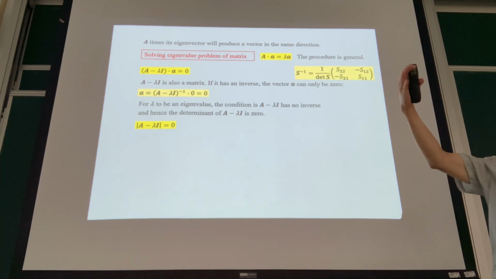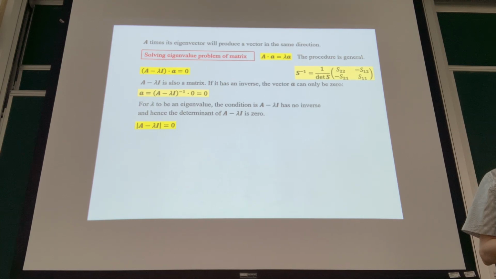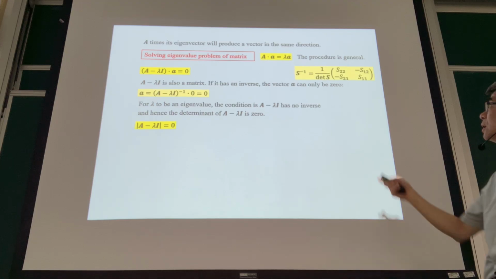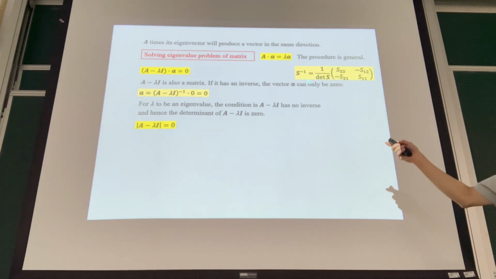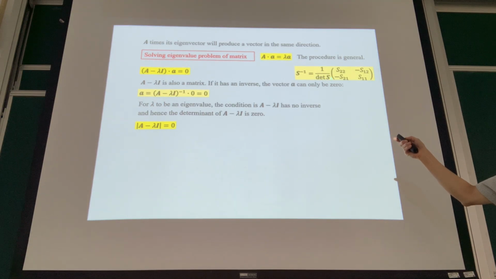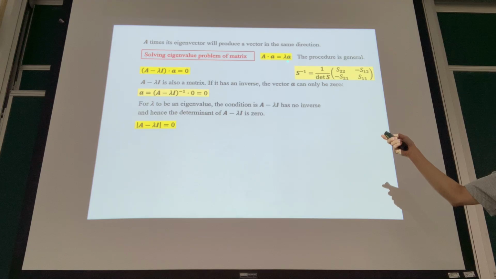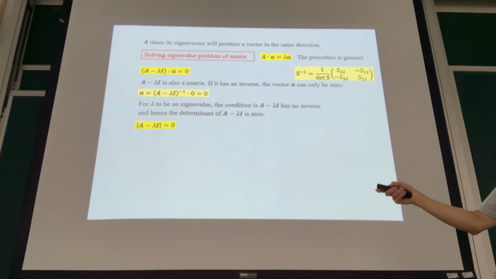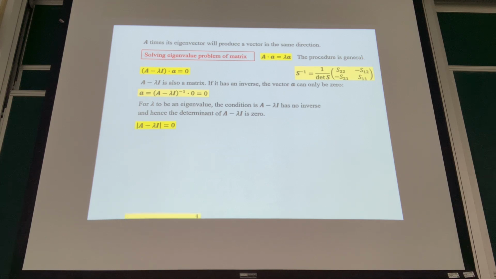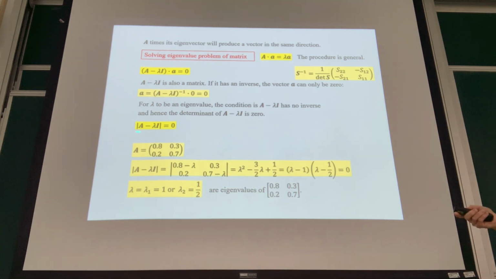Okay. So the logic step is very, very clear and simple. Again, only if the determinant of the matrix is equal to 0, then the inverse matrix does not exist. Okay. So the condition for A to have solution is that the determinant of A minus lambda I equals 0. And let's take an example.